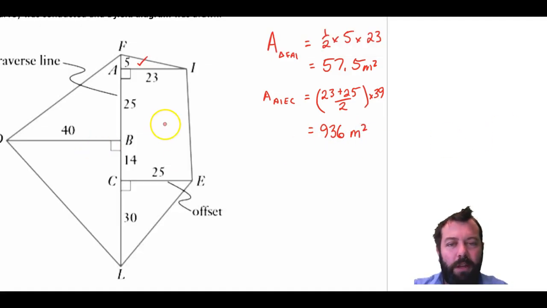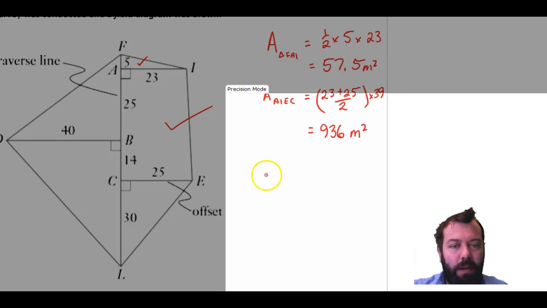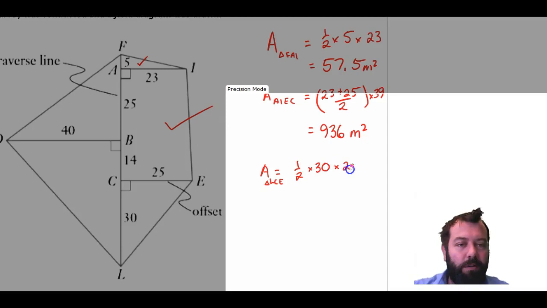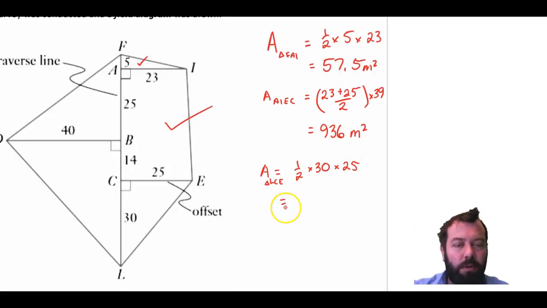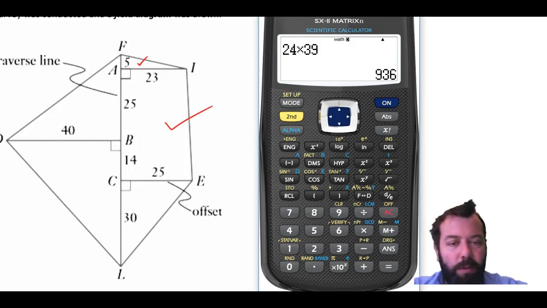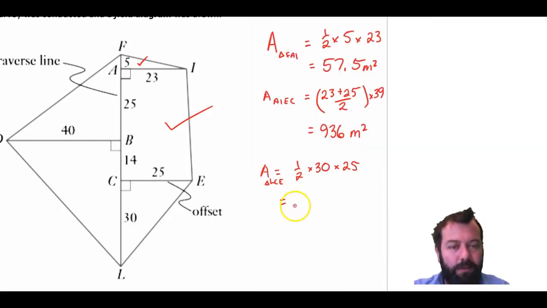Pretty slow process working out these areas. Okay, there's another one done. Oh, that's a big tick. This little triangle here is nice and easy: 30, 25. So this time the area of LCE, that little triangle there, is half times the base times the height, half times 30 times 25, equals 15 times 25. 15 times 25 equals 375.